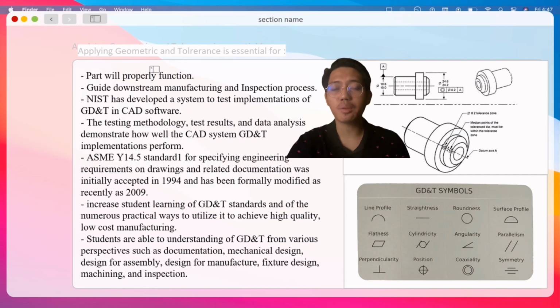Hello, my name is Muhammad Fitri Mahdi and I will continue on the abstract. So what is the use of GD&T? Okay, first, the part will properly function. Second, it guides the downstream manufacturing and inspection process.